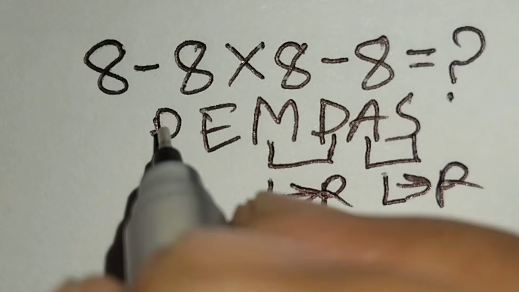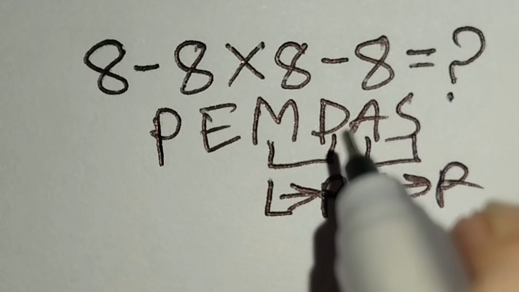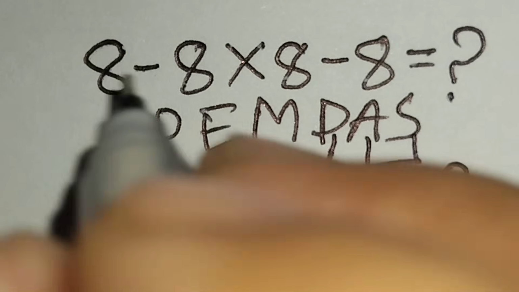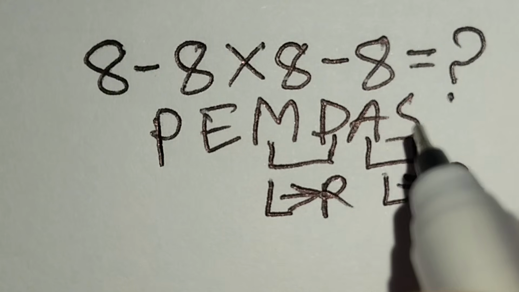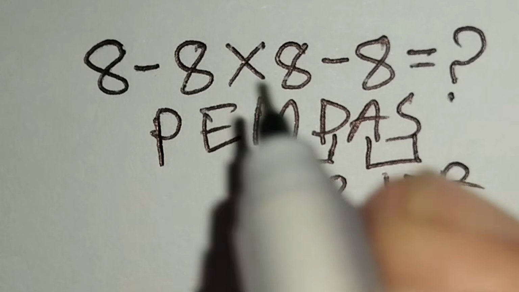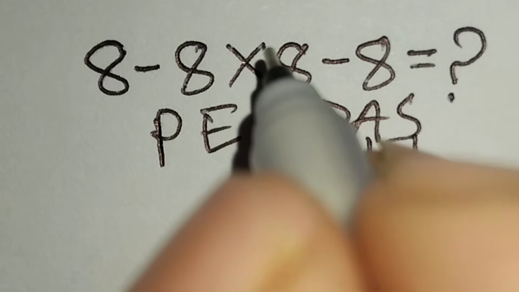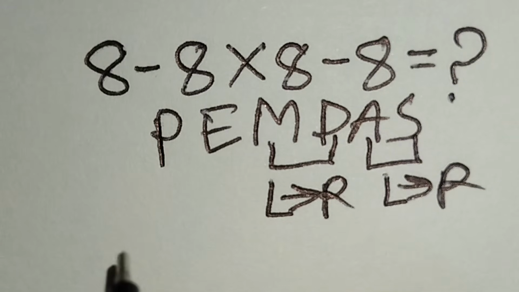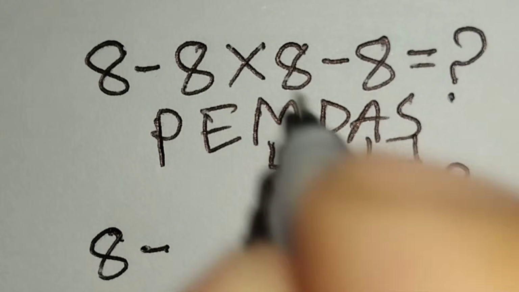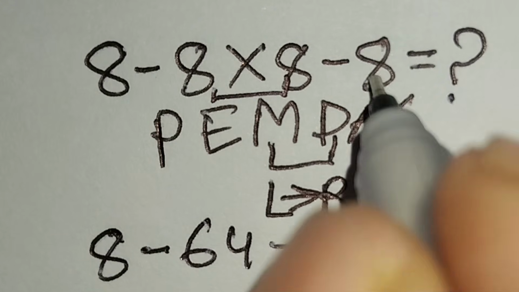Here there is no parenthesis, there is no exponent, there is no division, there is no addition. Here existing only multiplication and subtraction. According to the order of operation, multiplication have higher priority than subtraction. Therefore, at first we have to work with this multiplication. Here this 8 minus this 8 times 8 gives us 8 minus 64.